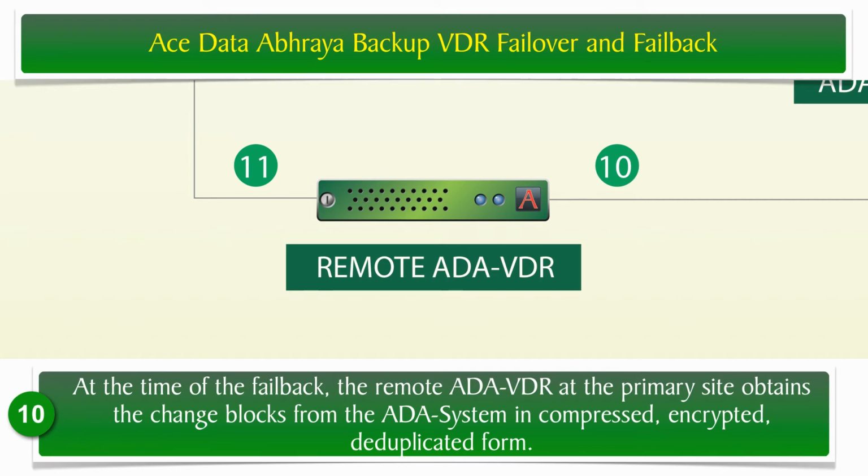Tenth, at the time of failback, when you think that your primary site is up and running and is ready for hosting its machines back, the remote ACE data VDR component at the primary site obtains the change blocks from the ACE data backup system in the compressed, encrypted, and deduplicated form.